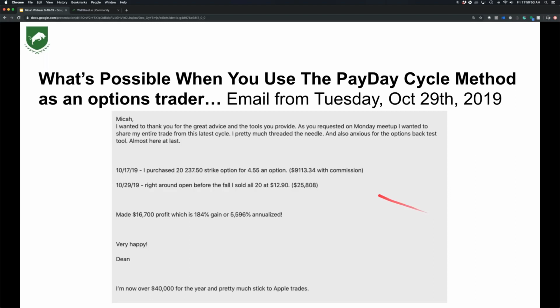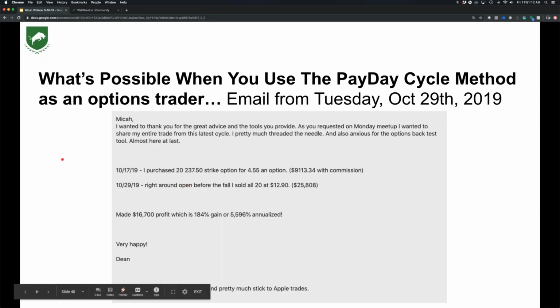Here's a cool email I got just a couple of weeks ago. Hey, Mike, I want to thank you for the great advice and tools. Here's what I did with Apple. He purchased 20 calls on October 17th, sold them on the 29th. He made $16,700 in profit. Very, very happy. He's up 40 grand this year just trading Apple. Specialist, right? 40 grand trading one stock.